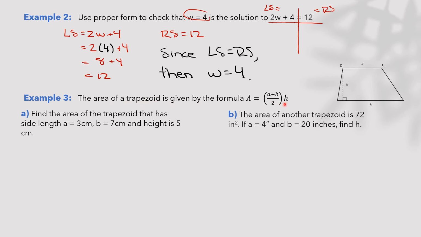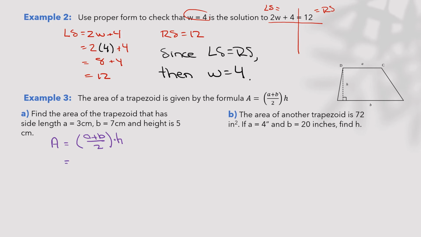The area of a trapezoid is given by this formula, which you learned in previous years. Here's the trapezoid telling you what the A, B, and the H all stand for. Capital A is for the area. Find the area of the trapezoid that has a side length A of 3 centimeters, B is 7 centimeters, and the height is 5 centimeters. So we need our formula. Write that out. A equals bracket A plus B over 2, close bracket, and the H just here means multiplication. You can put a little dot there if you want to, but because they're attached to each other, the H and the bracket are attached, it means multiplication.